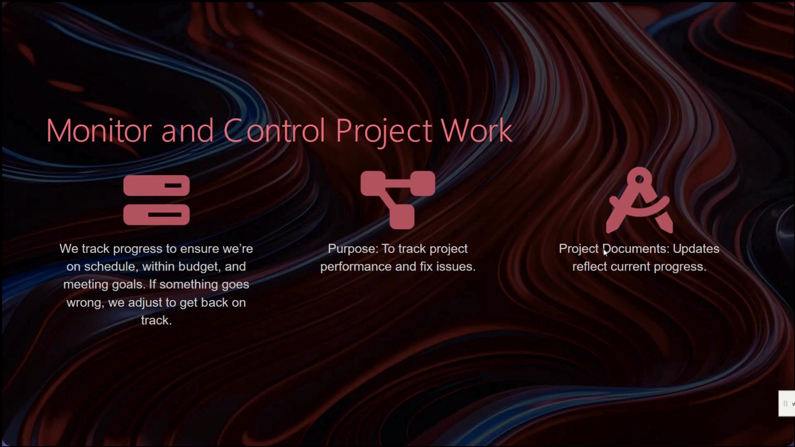Okay, so when we talk about the documents, as we track the progress, any update or changes in the project documents are made to reflect the current status. So we have to update. Under the monitoring and control project work, we also work on the project management plan components, like the scope, schedule, cost, quality, resource, and communication plan to ensure they are being followed correctly.